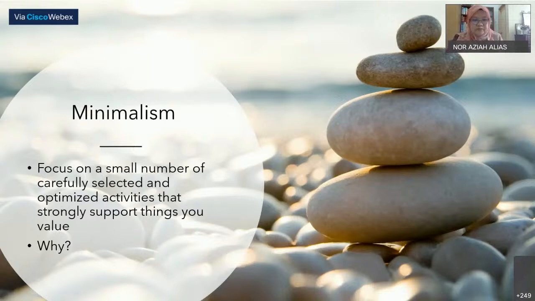As a lecturer, what do you value? I do not feel like giving content to students is 100% something that I will say, oh, I'm done. That's not it. You value the knowledge that you want to share with them. You value that interaction, to see how your students think and how they progress in their thinking. So we go for a small, carefully selected, optimized activity. Why? Because of all those things I just mentioned. Not all of them have the latest gadgets.